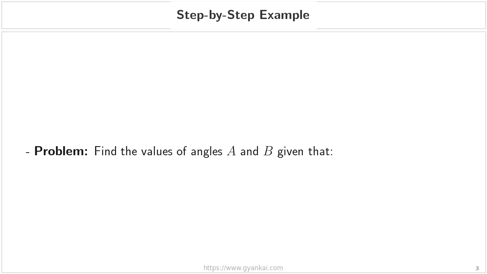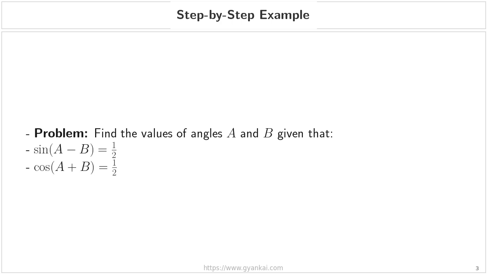Step-by-step example. Now that we understand the conceptual approach of turning trigonometric statements into algebraic equations, let's put this theory into practice with a concrete example. Here is our problem. We need to find the specific values for two unknown angles, A and B. To do this, we are given two pieces of information. First, the sine of the quantity A minus B is equal to 1/2. Second, the cosine of the quantity A plus B is also equal to 1/2.